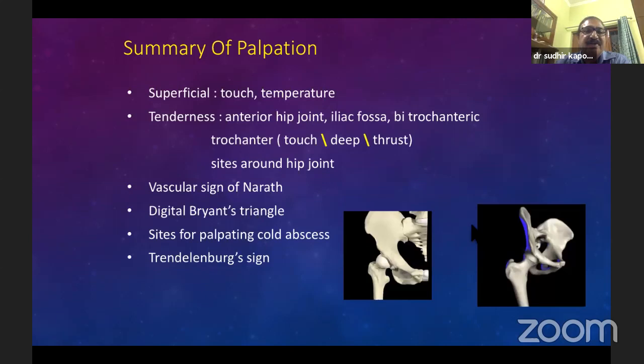This is a summary of the palpation. Basically, it is the tenderness, the local temperature. The tenderness I have told you already, anterior hip joint tenderness or the bitrochanteric compression test. You must make a note about the palpation of the trochanter, whether it is hard to touch, whether there is any roughness, or whether there is any crepitus felt during palpation of the trochanter. We have already palpated the femoral artery to locate the point of anterior hip joint tenderness.